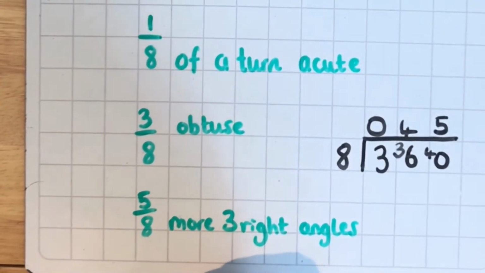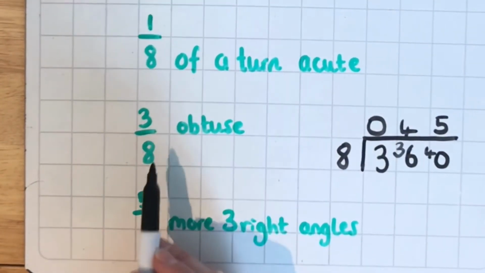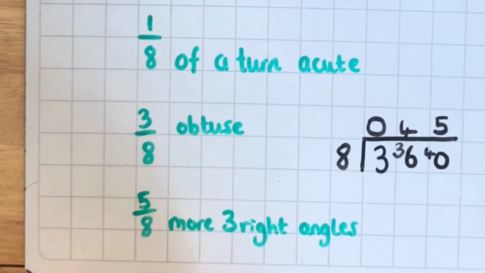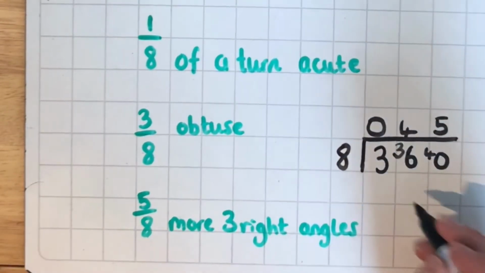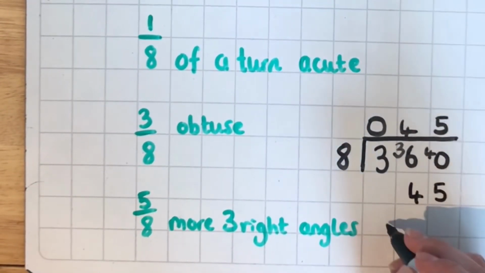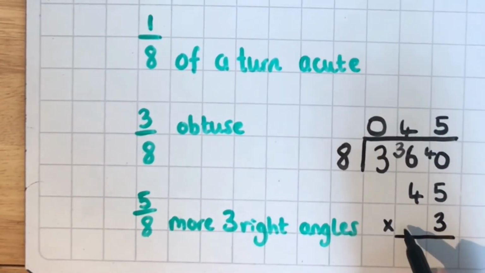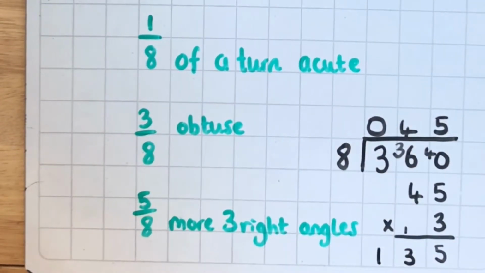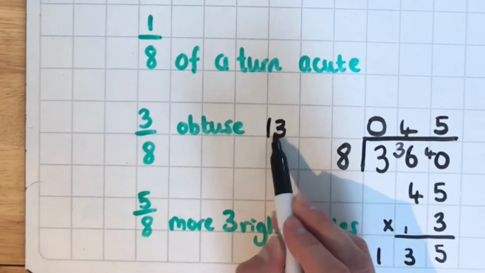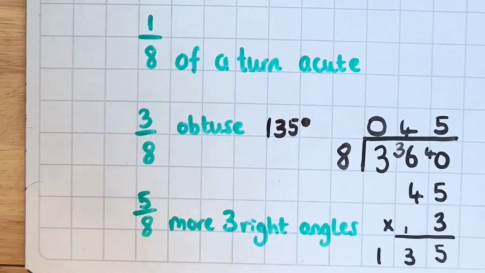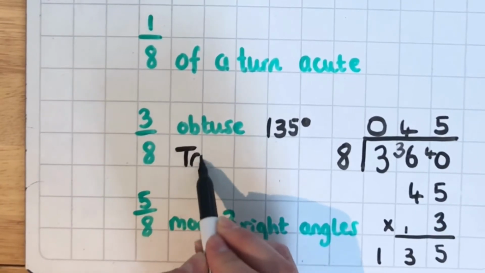An acute angle is less than 90, so that one is true. Now, 3/8 of a turn is an obtuse angle. You need to first of all work out 3/8, which is going to be 45 times 3, because 45 is 1/8. 5 threes are 15, 4 threes are 12, plus 1 is 13. So that's 135 degrees. You need to decide, is that an obtuse angle? An obtuse angle is larger than 90 but smaller than 180. So that's going to be true.